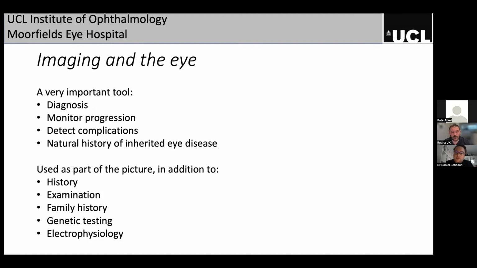So in summary, it's a huge topic, and you could spend an entire series of lectures on just one of these imaging types alone. But imaging has really revolutionized the treatment of eye conditions in the past 5 to 10 years. It helps us in the diagnosis, to monitor your progression, to look for any complications or other problems that might be associated with it, and helps us understand the natural history of your eye condition. It's one of the tools that we use. Obviously, we take into account your history, examining you on the slit lamp, family history, genetic testing, and other things we do beyond that.